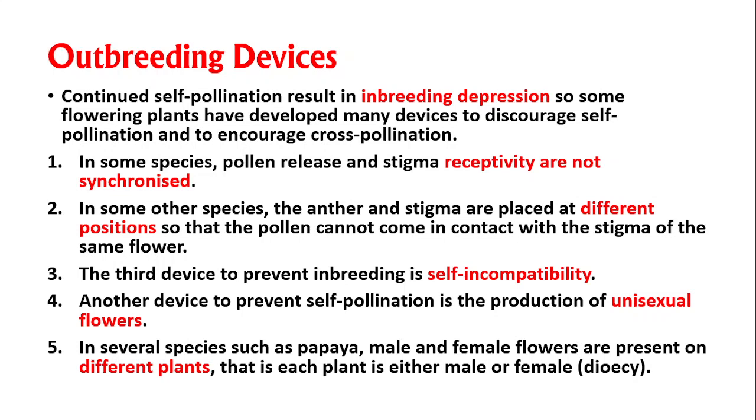The time period will be varied. If the pollen grains are released at one particular time, during that time the stigma will not be receptive. So even though the transfer of pollen grains takes place on the stigmatic surface, it will not be receptive. Since it is not receptive, the pollen grain which falls on the stigmatic surface cannot lead to what? Fertilization. It cannot lead to fertilization. That is how they avoid self pollination. First one, that is, pollen release and stigma receptivity will not be synchronized.